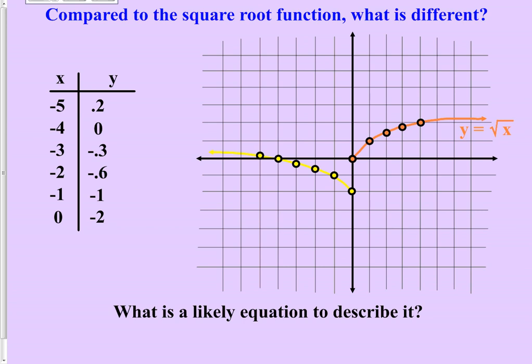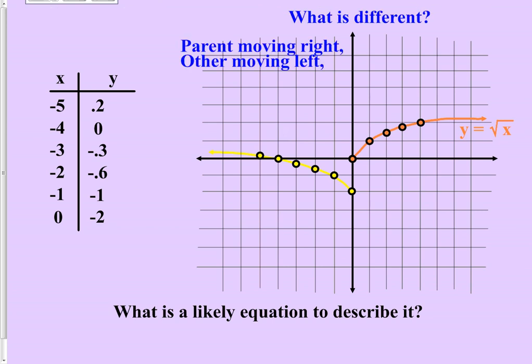Now, in order to figure out what's going on with the equation, once again, we're going to compare to the parent function. So the parent function, y equals square root of x, is that orange guy that just appeared in the graph. Okay, and let's start comparing information. Once again, very easy to compare the directionality of these two. The parent function is moving to the right, and our new function is moving to the left. So that's a very obvious change.